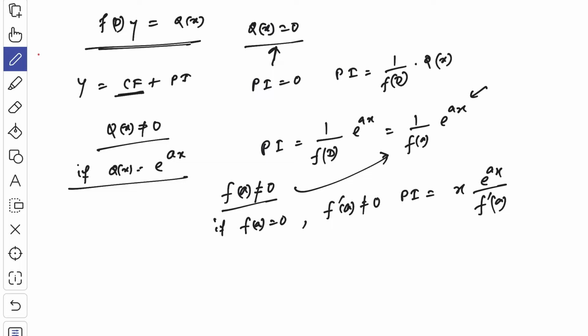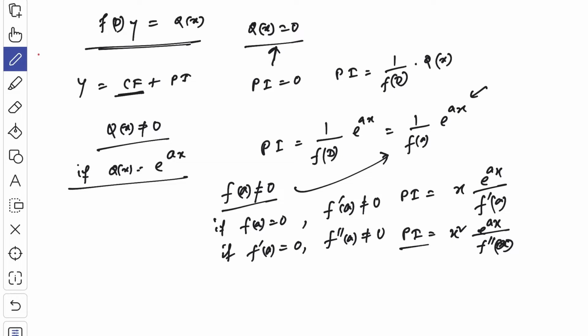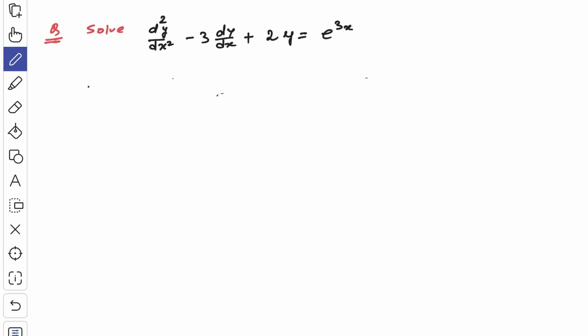Now here you see, if f dash of a is also equal to 0 and f double dash of a is not equal to 0, then our PI will be x square e to the power ax by f double dash of a. So that's our PI. Okay, so let us solve some questions, then we will understand how to find PI in this case. Suppose we need to solve this differential equation.